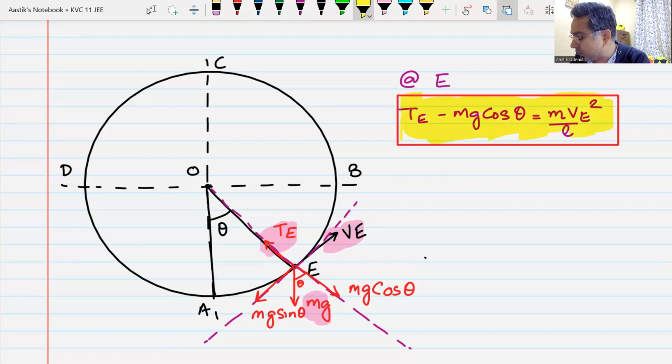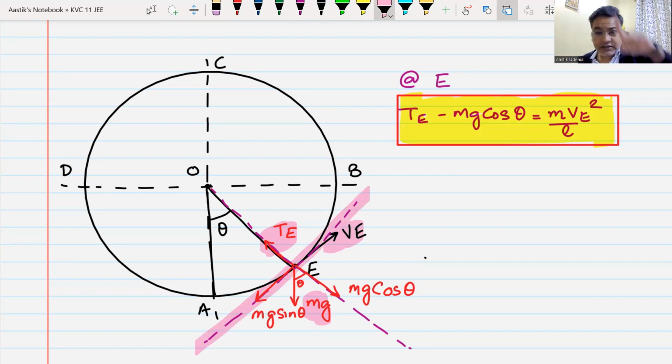We can also make one equation in the tangential direction. What is that equation? As you can see, this is the tangential direction. I've already drawn it. V_E is in this direction, but mg sin theta is in the opposite direction. I always call the direction of V as positive, so mg sin theta becomes negative. So the tangential force is minus mg sin theta.